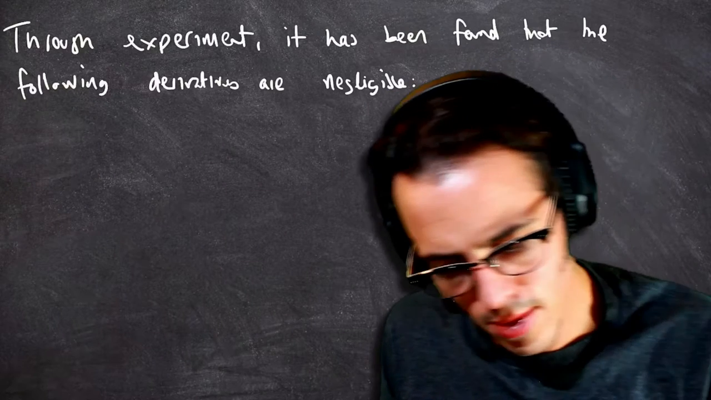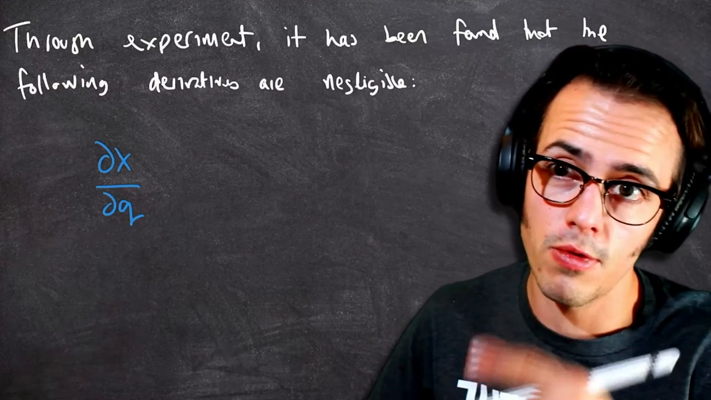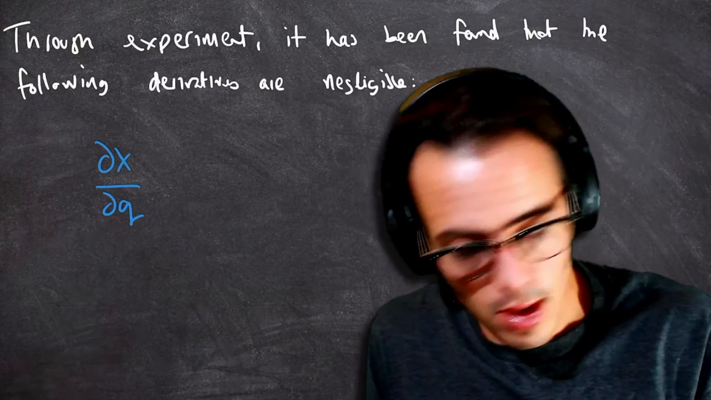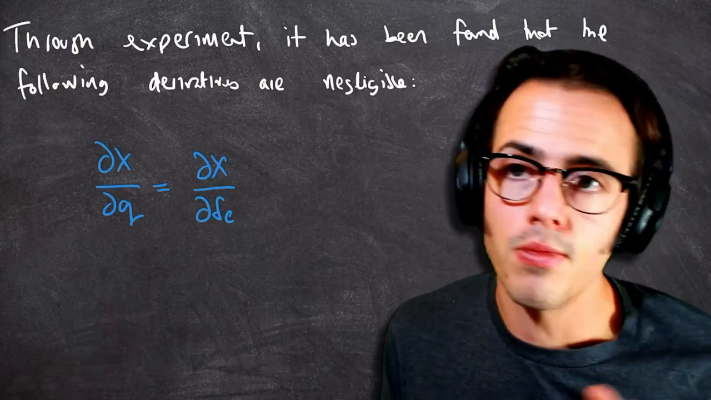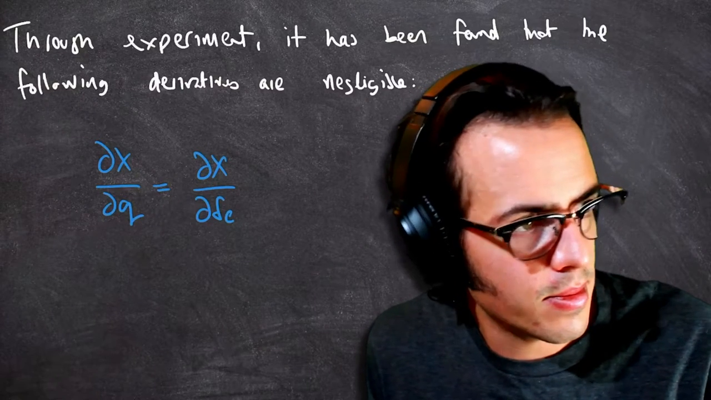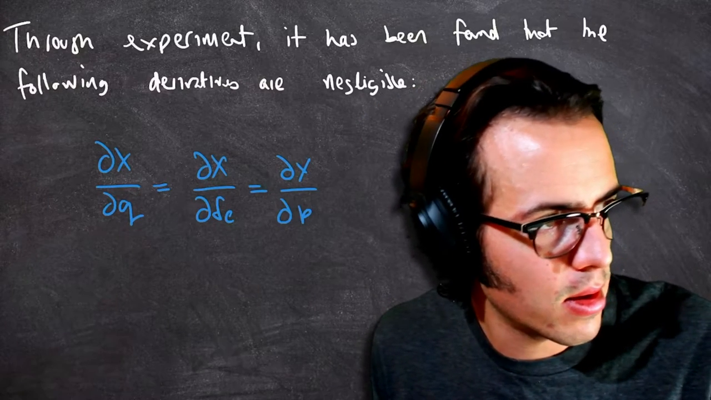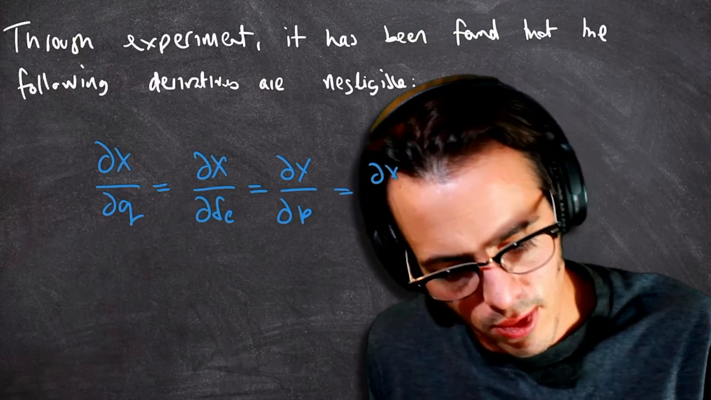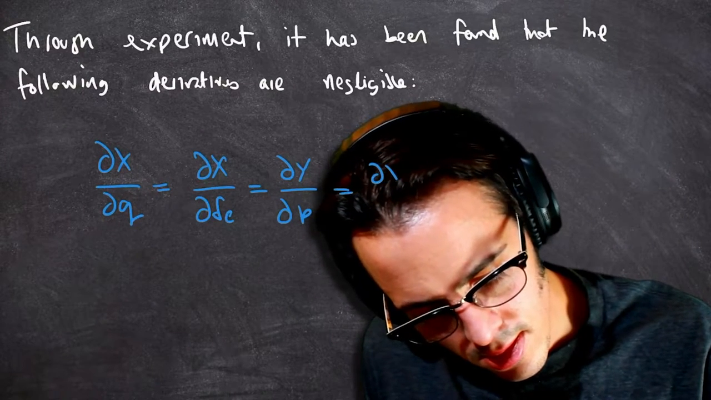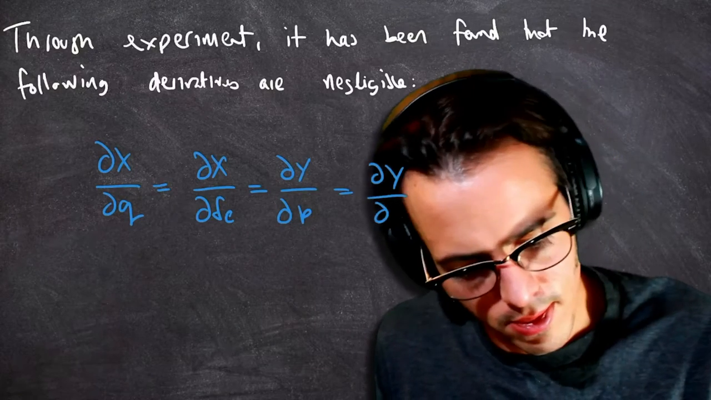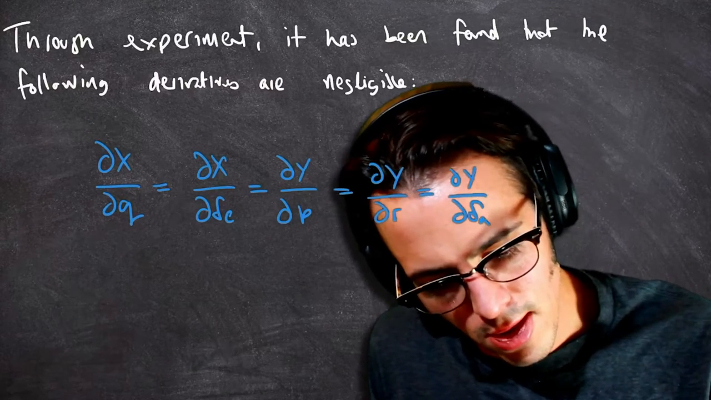The following derivatives are negligible. So dx on dq is the rate of change of longitudinal force with pitch rate perturbation. Also negligible is dx on d delta e, the rate of change of longitudinal force with elevator application. Also the rate of change of side force with roll rate. Rate of change of side force, let's make it clear that these are y's here, with yaw rate, and the rate of change of side force with aileron application. Those are all 0.